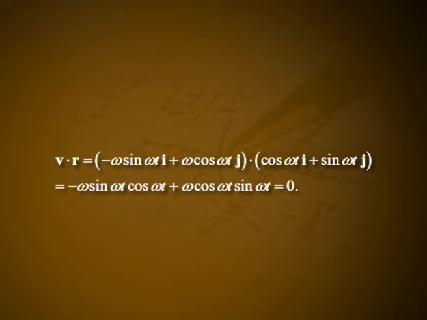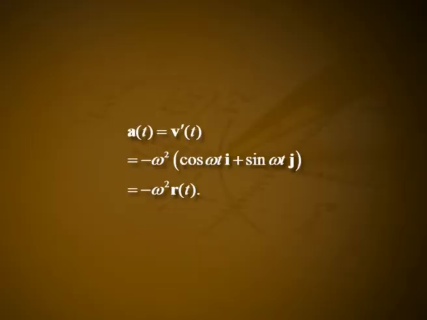r cross dr by dt is a constant vector. The velocity vector v is given by v of t is equal to r dash of t, which is equal to minus omega sin omega t i plus omega cos omega t j. Now, v dot r is equal to minus omega sin omega t i plus omega cos omega t j dot cos omega t i plus sin omega t j, which is equal to minus omega sin omega t cos omega t plus omega cos omega t sin omega t, which is equal to 0. Hence, the velocity of the particle is perpendicular to vector r.